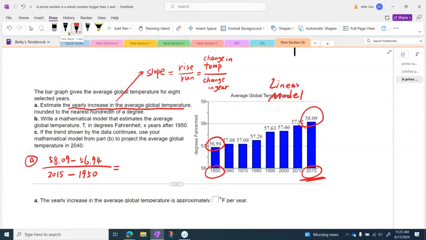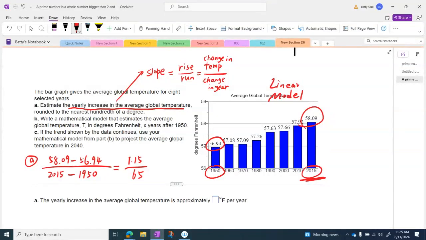Do you guys have a calculator? I'm going to use my handheld calculator, and you can do the same. So numerator: 58.09 minus 56.94. The numerator gives me 1.15. The denominator: 2015 minus 1950. That gives me 65 years.